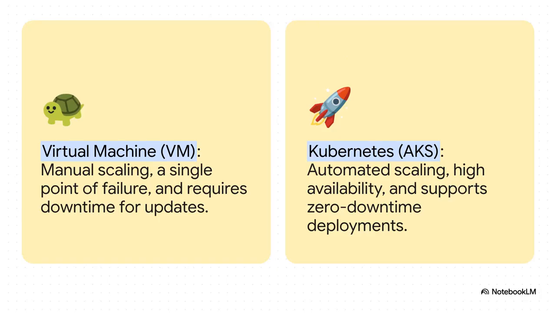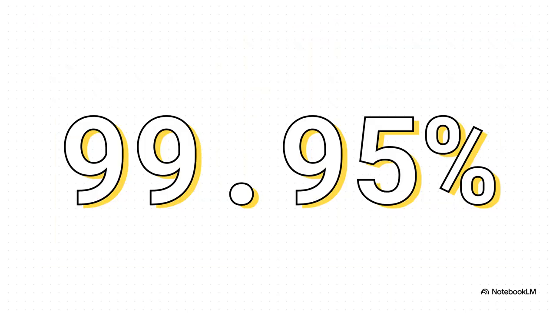For a long time, the easy answer was just throw it on a virtual machine. Simple, sure, but also incredibly fragile. I mean, if that one single machine goes down, your whole service is gone. The modern, truly production-grade way to do this is with something like Azure Kubernetes Service, or AKS. It's a system designed from the ground up to handle these exact problems. So let's talk about what that really gets you.